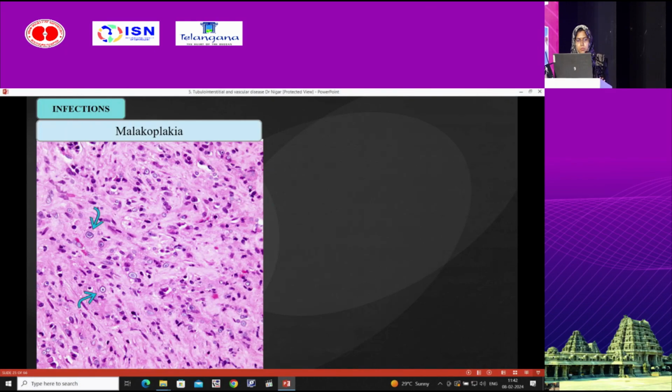Malakoplakia is caused usually by E. coli. There is defective macrophage bactericidal function, and what we see is sheets of macrophages containing these characteristic cytoplasmic inclusions called Michaelis-Gutmann bodies. These are PAS positive, and they contain calcium and iron, and hence they can stain for von Kossa and Perls stain also.